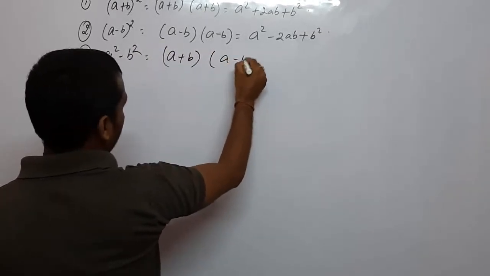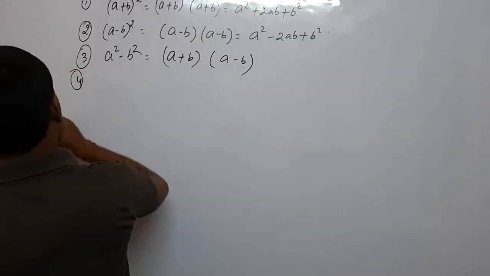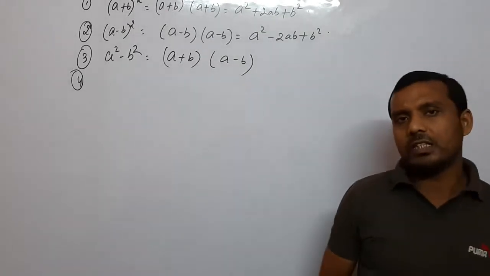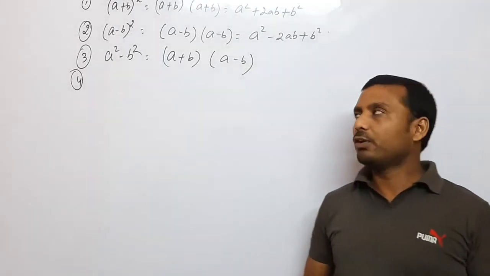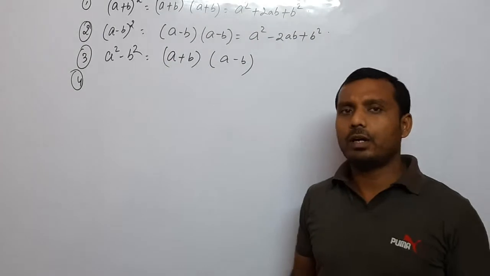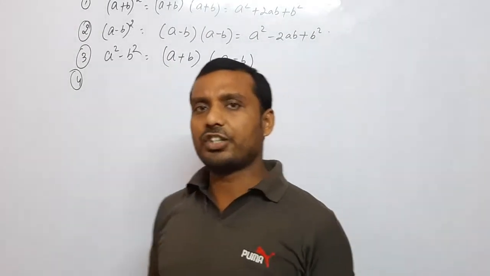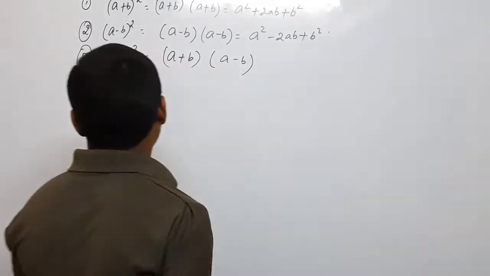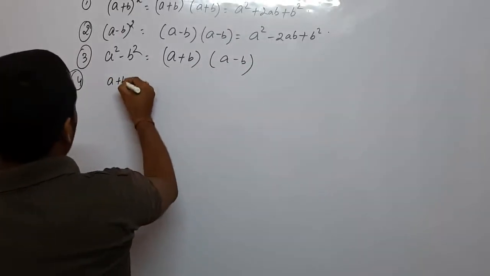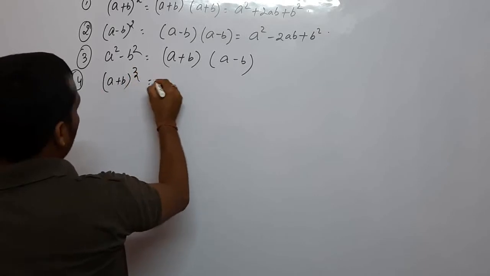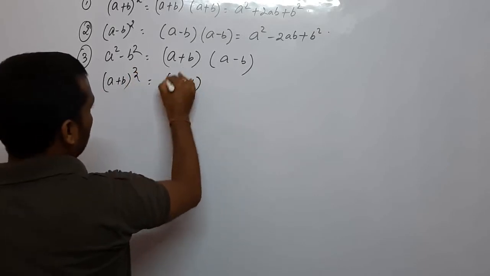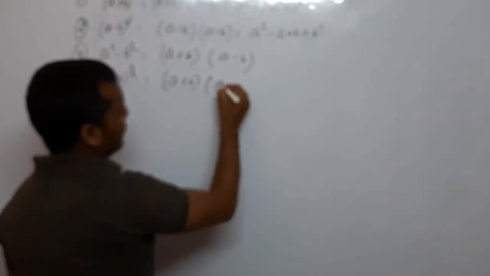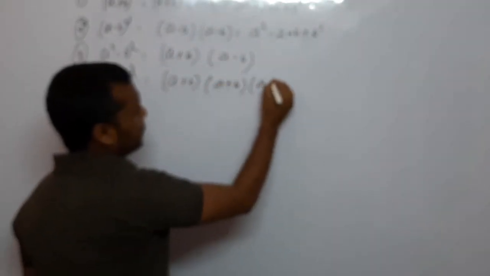Okay. These three formulas you have learned in your previous classes also, in class 6, 7, 8. You have seen these formulas very clearly. They are mentioned in the book, and you might be aware of some of them. The fourth one is a plus b to the whole cube. Whole cube means what? a plus b is multiplied 3 times: a plus b, a plus b, a plus b, like this.